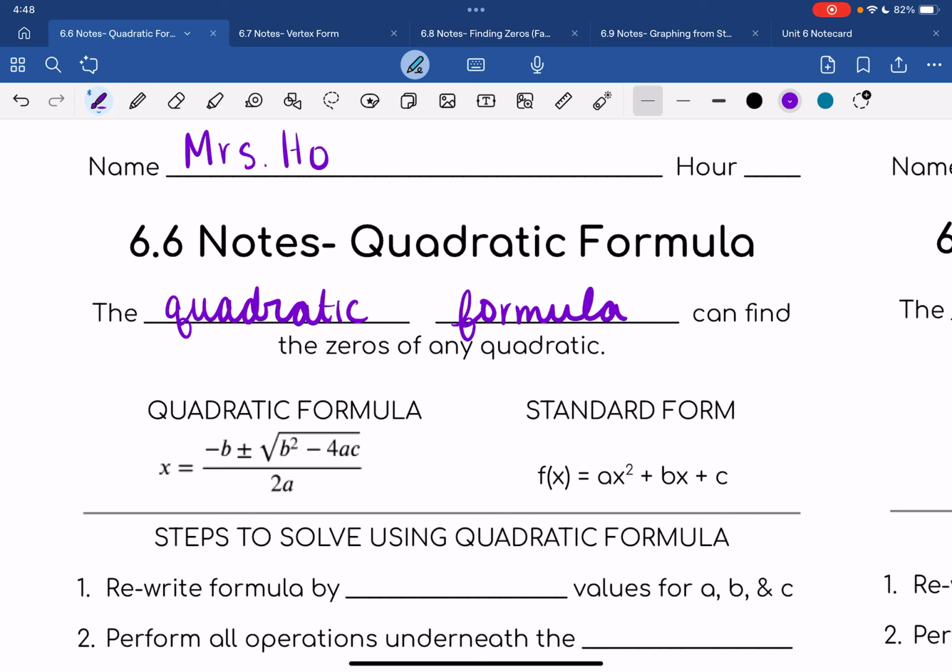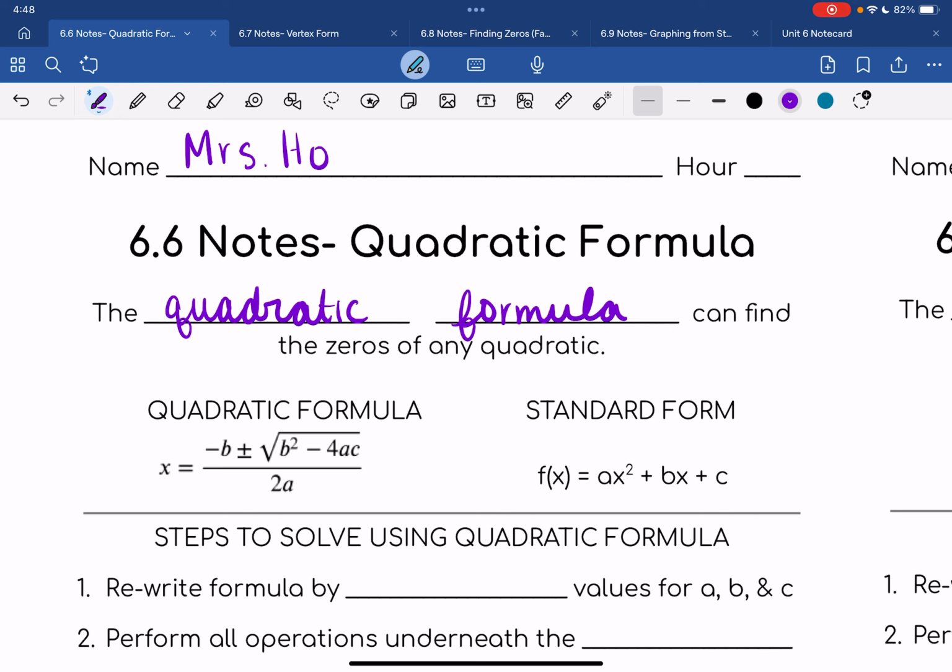So whether it's factorable or not, whether it has a b value or not, we can always use the quadratic formula. So if you guys are struggling with figuring out which method to use, sometimes the quadratic formula might take a little bit longer, but it will always work. So you could just always use the quadratic formula if you want.